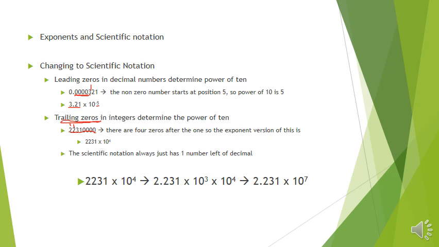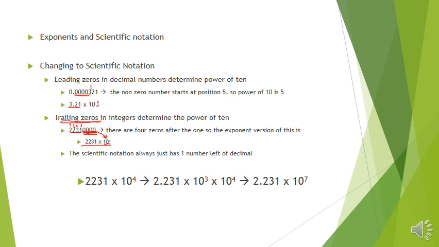So these numbers here, 2231, are counting numbers, and these numbers here are placeholders. So we're going to put the placeholders into our exponent. This is 4 zeros, so it's going to be 2231 times 10 to the 4th.